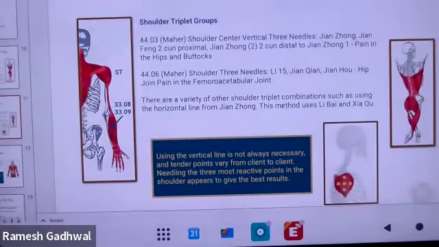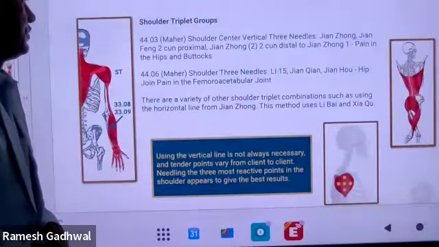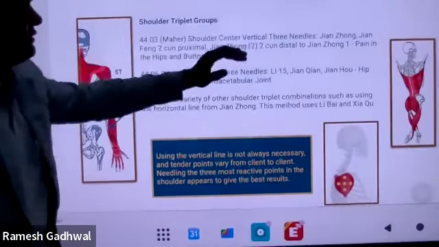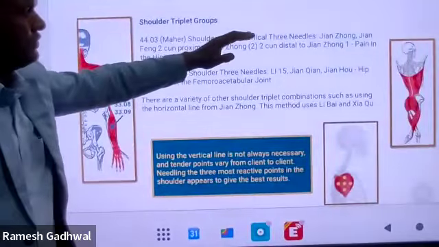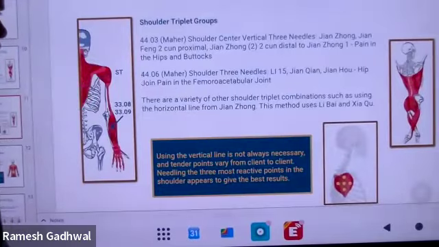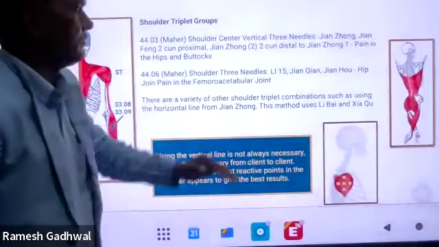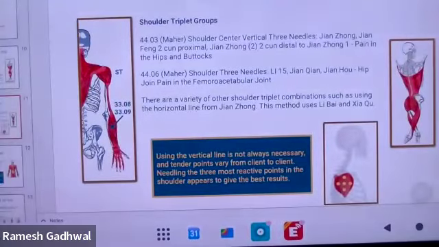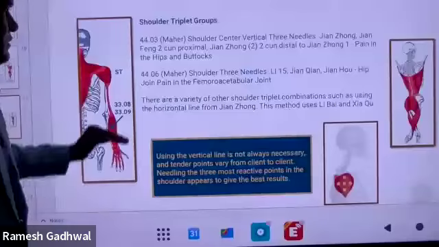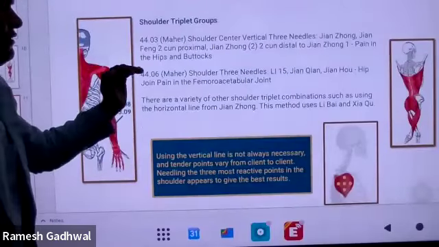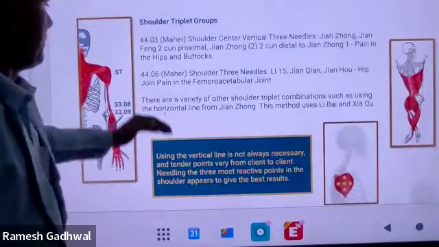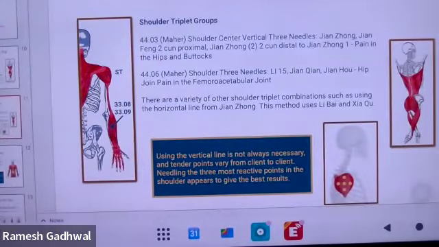Then shoulder triplets, you see 44.03, shoulder center vertical. Three lines, three needles: Jing Chong Jing, Fang 2 cun proximal, and Jin Chong 2 cun distal to the Jin Chong 1, for pain in the hip and buttocks.